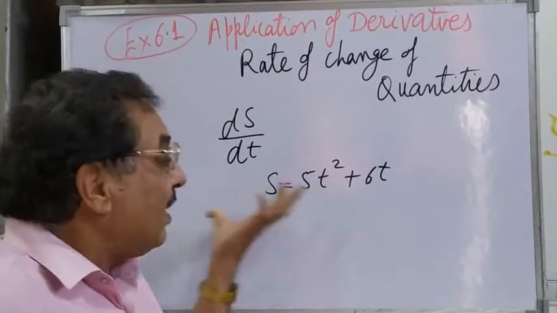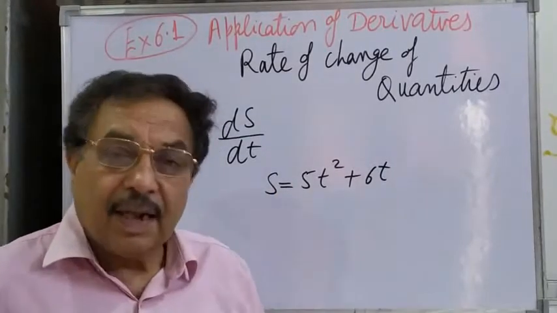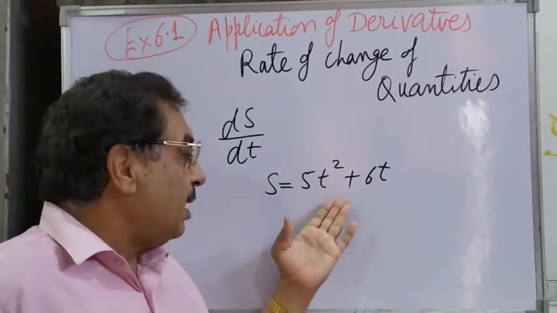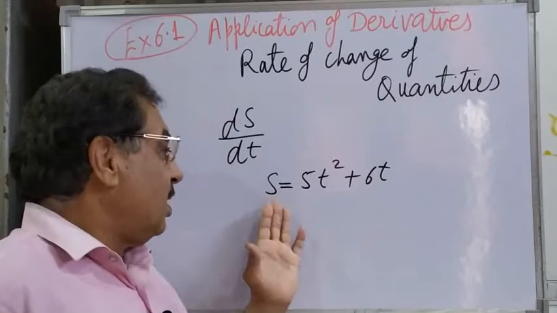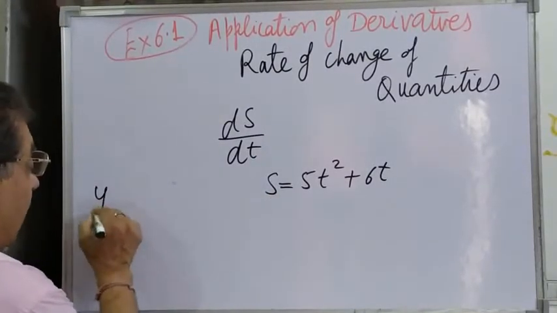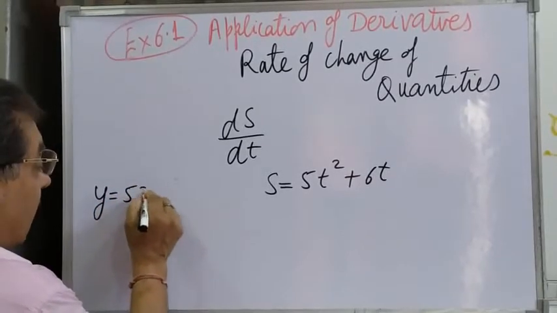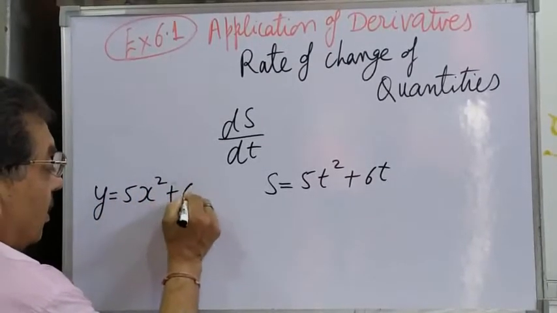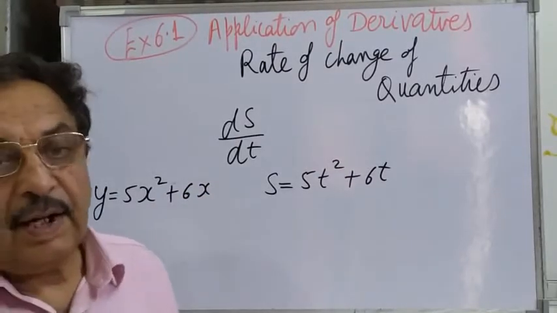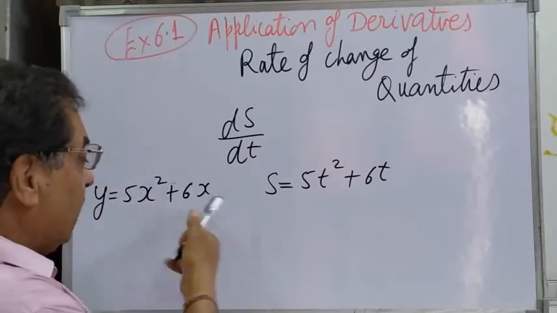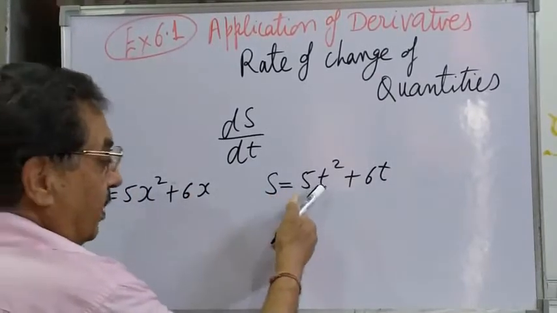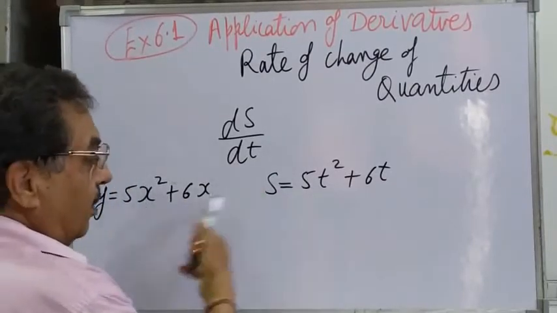This kind of formula, what is it? These are called a function, a function of the distance. If distance changes with respect to time, we say this is a function. Or in case we represent s with y and time with x, it becomes 5x square plus 6x. So this is called a function, and we can differentiate it. The same thing I have done, instead of s for distance I have taken y, instead of time I am taking x.